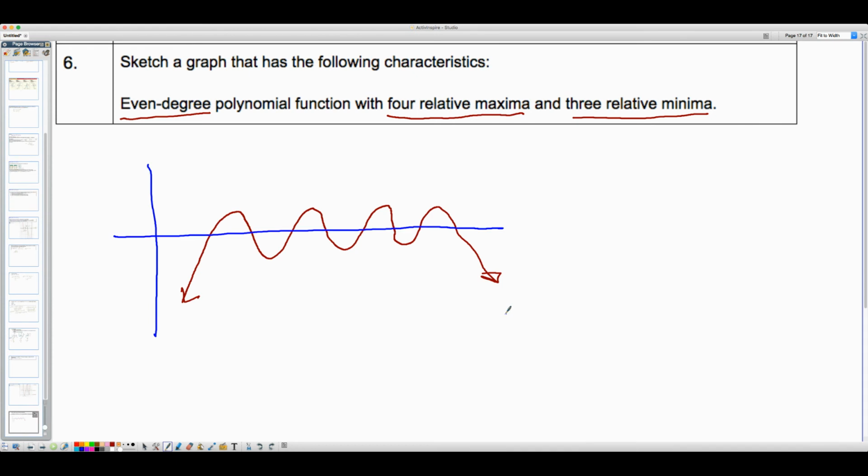It doesn't say. If I did here, I would have 1, 2, 3, 4 maxima, and 1, 2, 3 relative minima, and I would end up with 1, 2, 3, 4, 5, 6, 7, 8 possible roots. And that's all there is to it. Real roots in this particular instance.